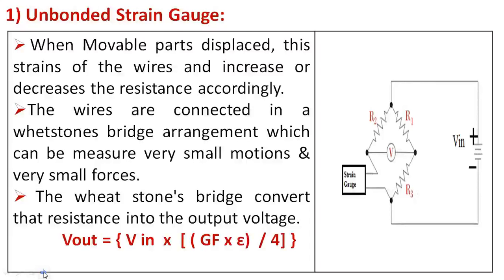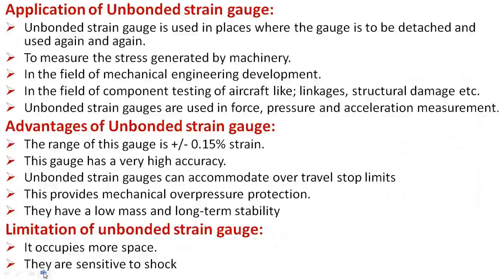So V out is equal to V in into GF, that is the gauge factor. We already know the change in resistance relative to the change in mechanical strain. So that is known as the gauge factor, into epsilon, that is the mechanical strain, upon 4. So 4 wires, that's why we have to use the 4. So the bridge converts that resistance into an output.